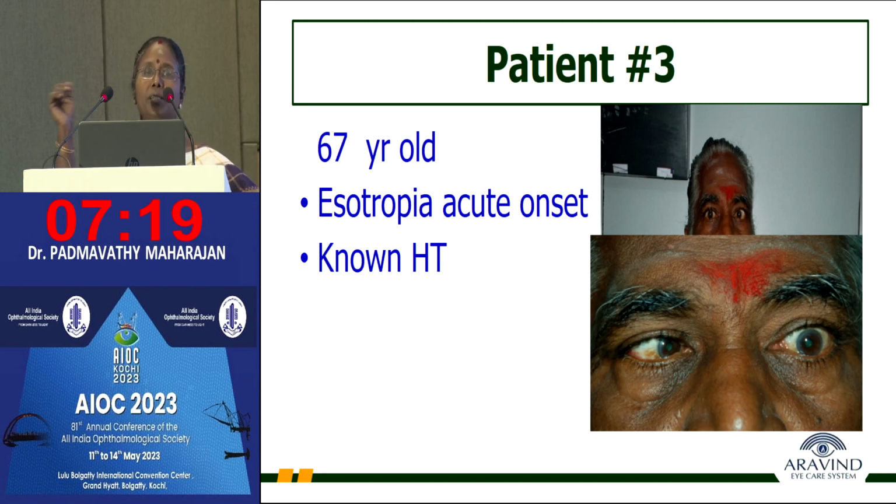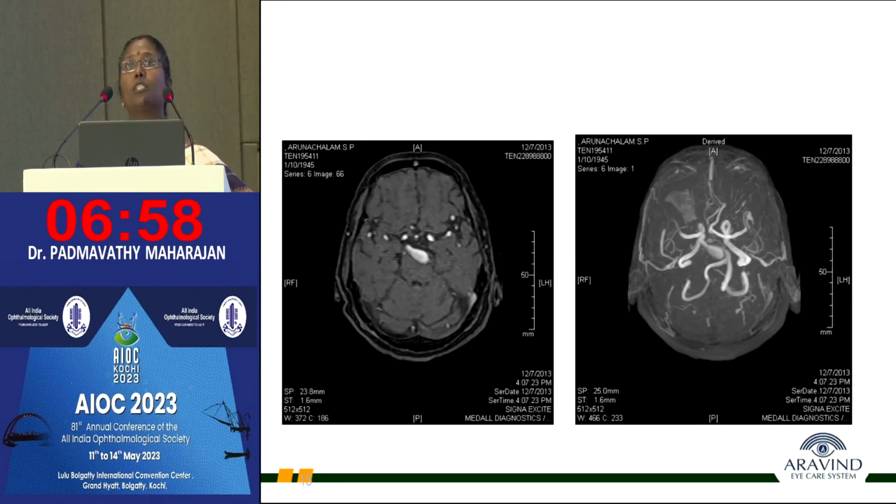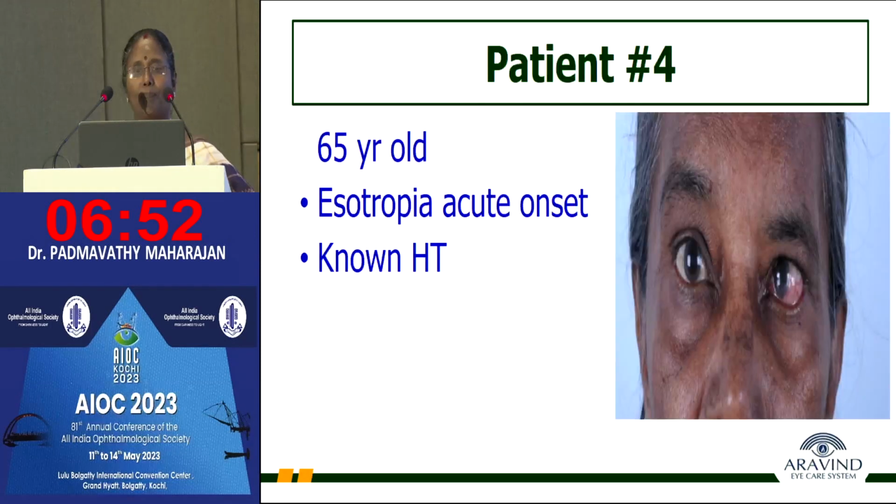The next patient is a 67-year-old. He had a 6th nerve palsy of the left side. He was observed for 2 months. It was not resolving. So what do you think? Will you take this as a microvascular ischemic neuropathy, or will you image? For this patient, I had done an imaging after 1 month because it was non-resolving. There is an aneurysm involving the basilar part of the vertebral artery.